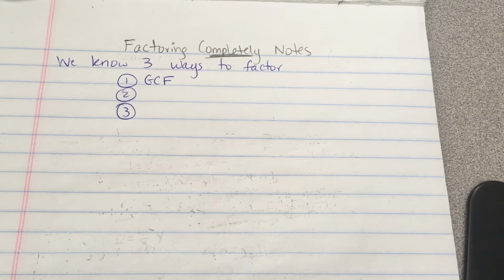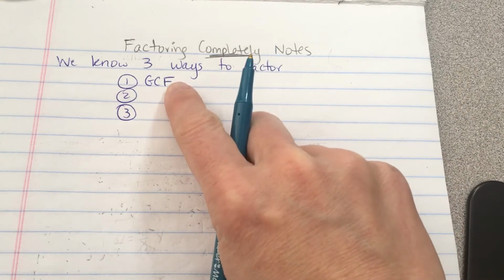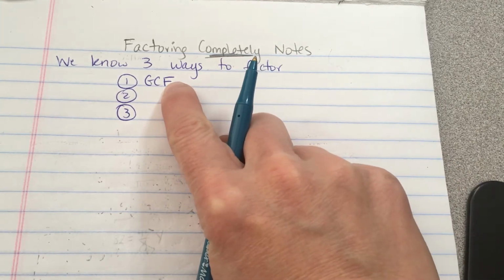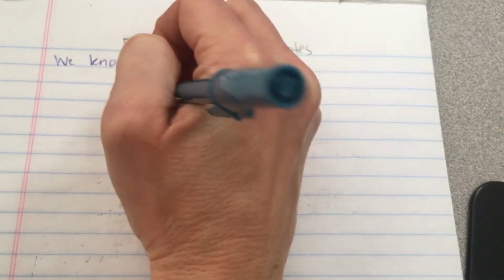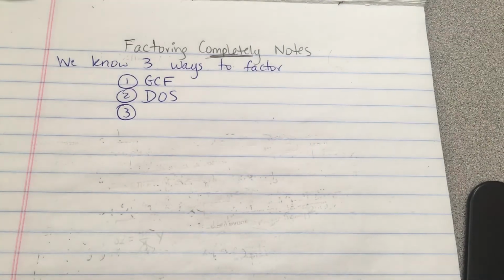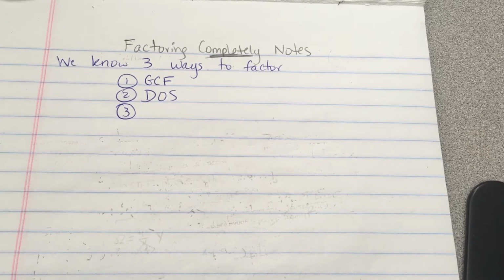We haven't done that yet. That's the same thing as this. Good, the perfect squares one. I call that one DOS. Anybody remember what this stands for? It's Difference of squares. Okay, difference of squares.